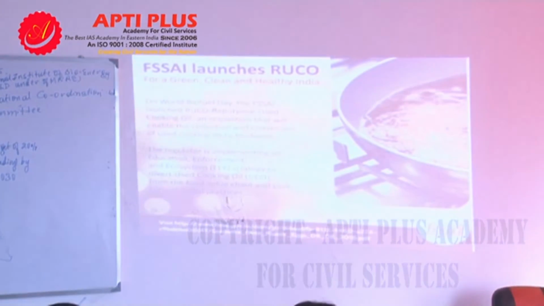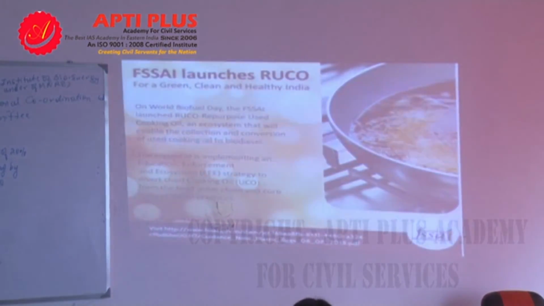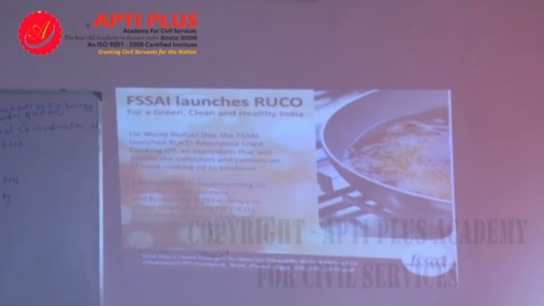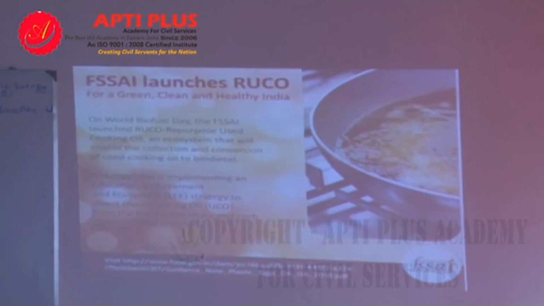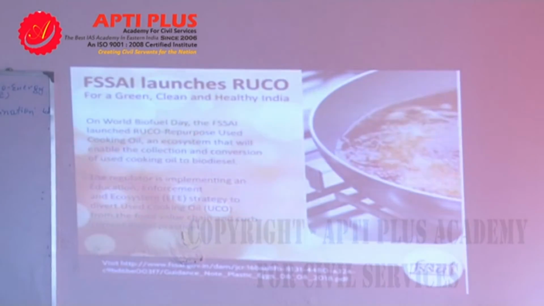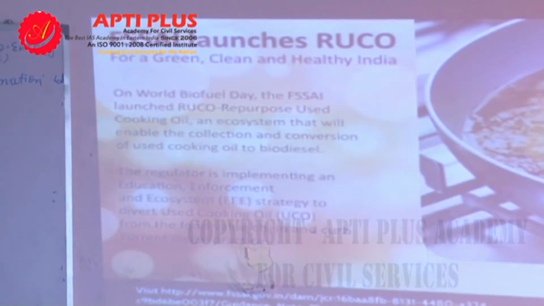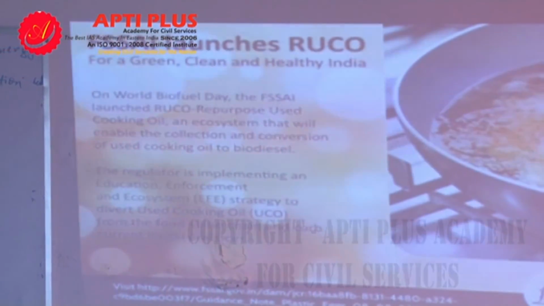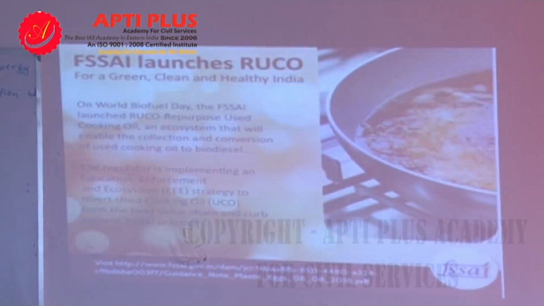The image is given. The same image I have highlighted. It is not a very clear image, but here you can read that FSSAI, the Food Safety and Standards Authority of India, launched this Repurpose Used Cooking Oil, RUCO, initiative for cooking oil. And this is only for making people aware. This is the kind of image given in your handout. FSSAI, the Food Safety and Standards Authority of India, is where it has come from.